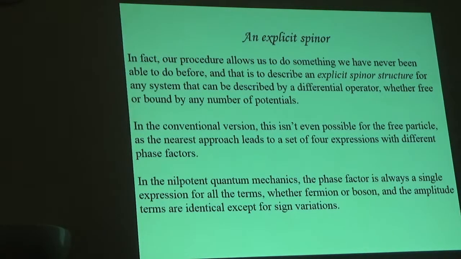And so, for the first time, we've never been able to do this before. There's no textbook in which you see an explicit spinor structure which can be described by a differential operator, but we can do that for any number of potentials. It doesn't matter if we put potentials in, we can still find that structure. And that's what we will do. In the conventional version, you can't even do that for a free particle. The best you can do is get four separate equations. Four separate expressions, because you can't do it as a single expression.